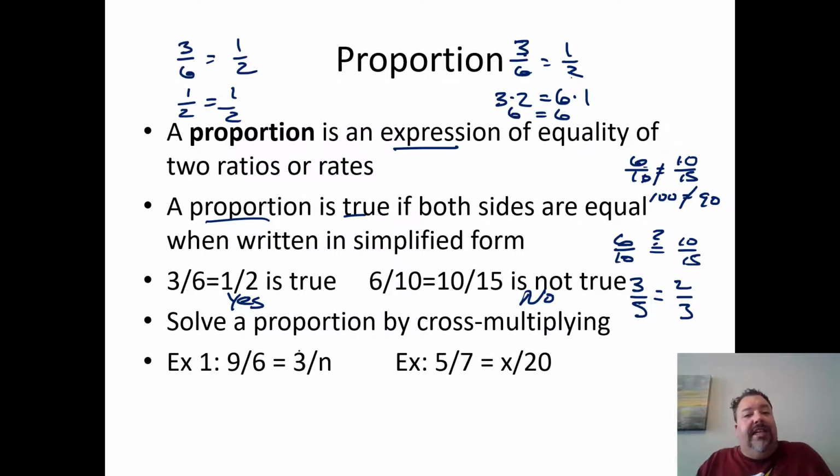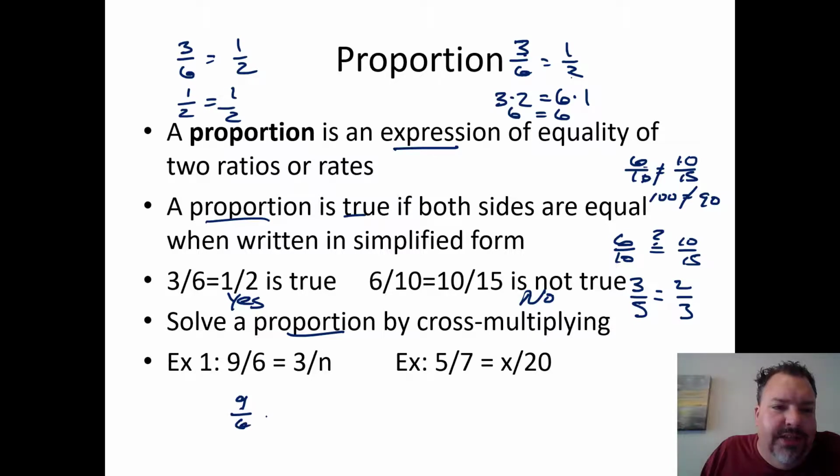You can use these same techniques when you are solving proportions. So we can solve proportions by cross multiplying. That's probably the easiest way to solve them. So for example, if we have 9/6 equals 3 over n, we can rewrite this. Take 9 times n, and that should be equal to 6 times 3. 6 times 3 is 18.